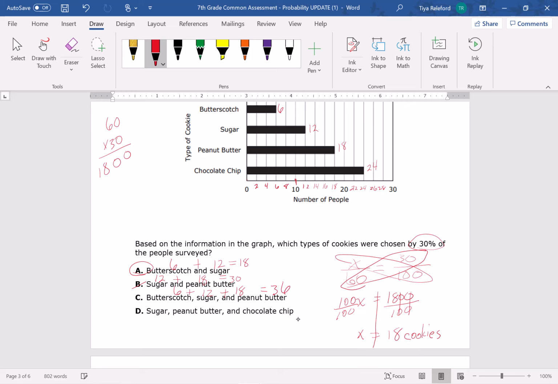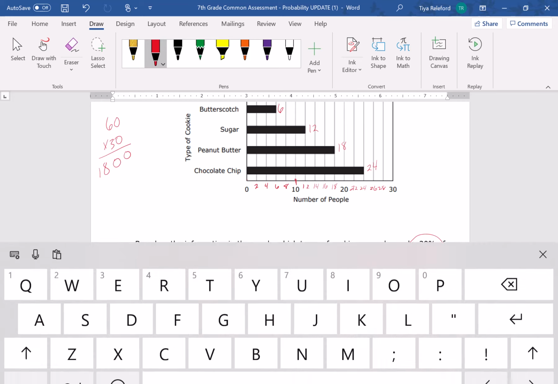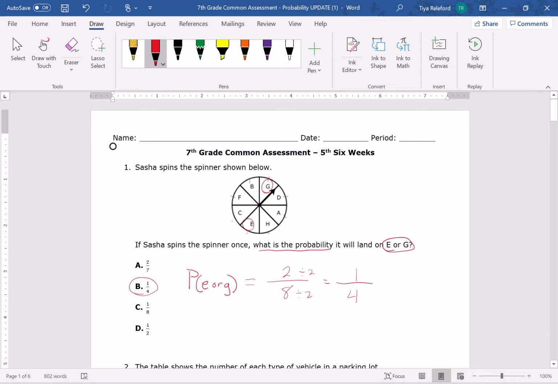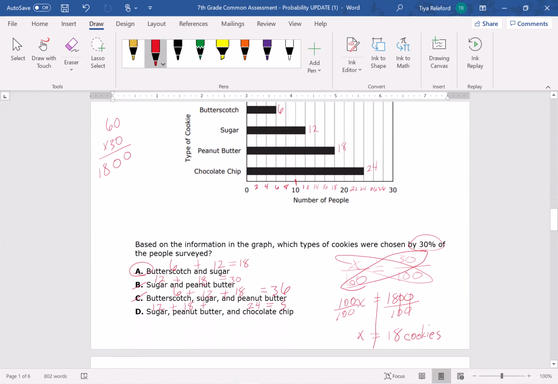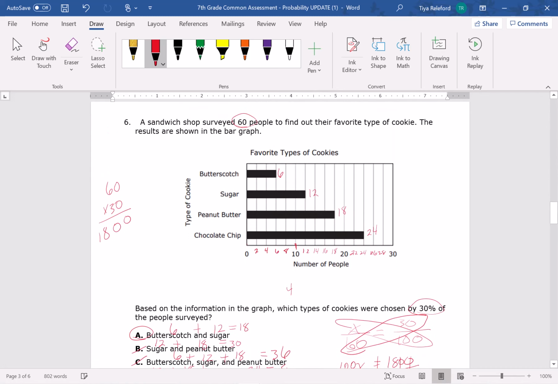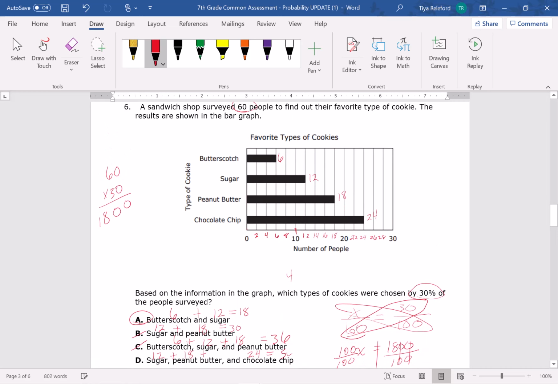Is 36. And then sugar, peanut butter, and chocolate chip. 12 plus 18 is 30 plus 24 is 54. Oops. So the only one that adds up to 18 is A. To get your point, written in red.